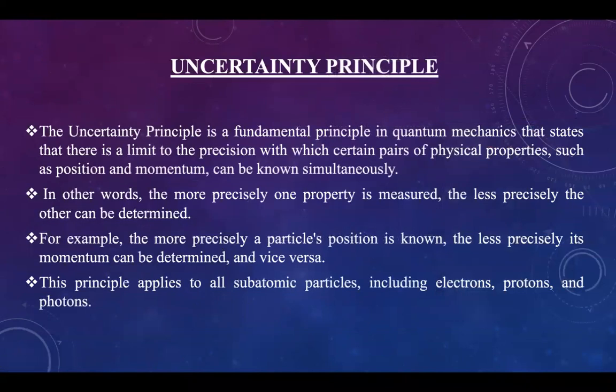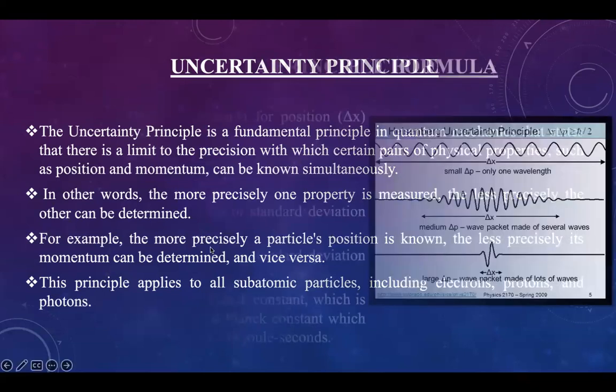Uncertainty principle. The uncertainty principle is a fundamental principle in quantum mechanics that states that there is a limit to the precision with which certain pairs of physical properties, such as position and momentum, can be known simultaneously. In other words, the more precisely one property is measured, the less precisely the other can be determined. For example, the more precisely a particle's position is known, the less precisely its momentum can be determined, and vice versa. This principle applies to all subatomic particles, including electrons, protons, and photons.